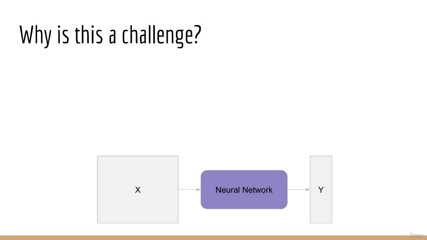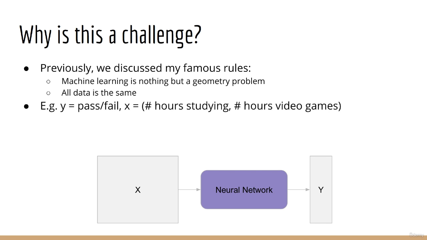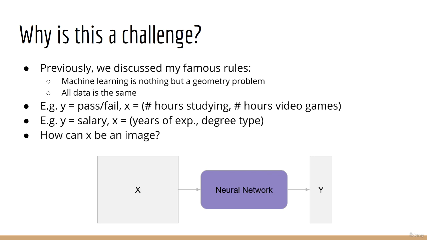Of course, this presents a challenge. Previously, you learned my rule: machine learning is nothing but a geometry problem, and all data is the same. We looked at some pretty simple examples with tabular data, such as predicting whether a student would pass or fail an exam based on how many hours they spent studying and how many hours they spent playing video games. Another example was predicting salary based on factors such as years of experience and degree type. The question now is, if your input data X is an image, how does that fit into this picture?